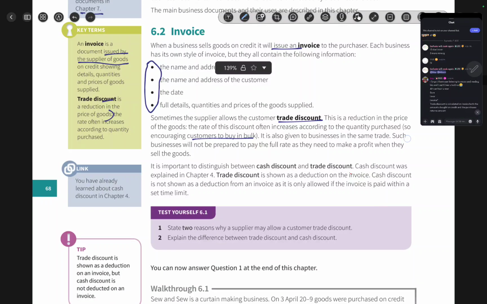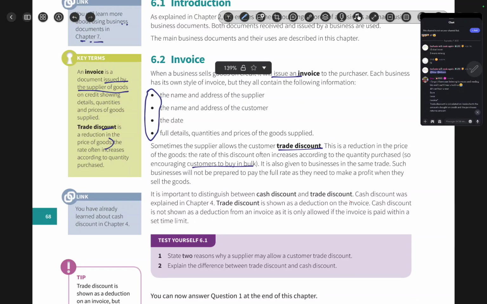Okay, it, what do you mean? It is also to give businesses. Oh, okay. Yeah, well, I think I'll explain this as well.